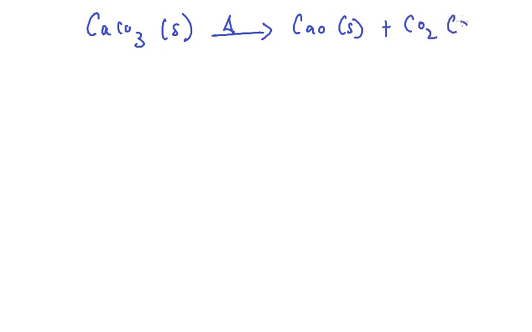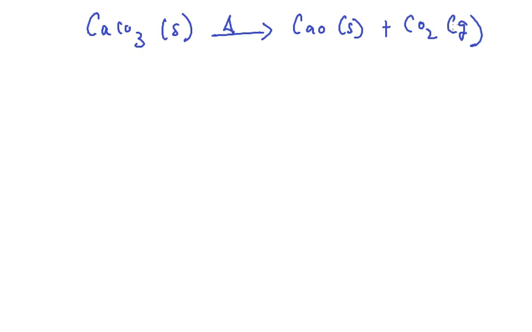Let me start with an example of a decomposition reaction. For instance, if you have calcium carbonate, which is a solid compound, when it is heated, it changes into calcium oxide and carbon dioxide gas. This is a decomposition reaction, as you know from 101. Any reaction has to be balanced, and as you can see, this equation is already balanced, so we don't need to balance it.